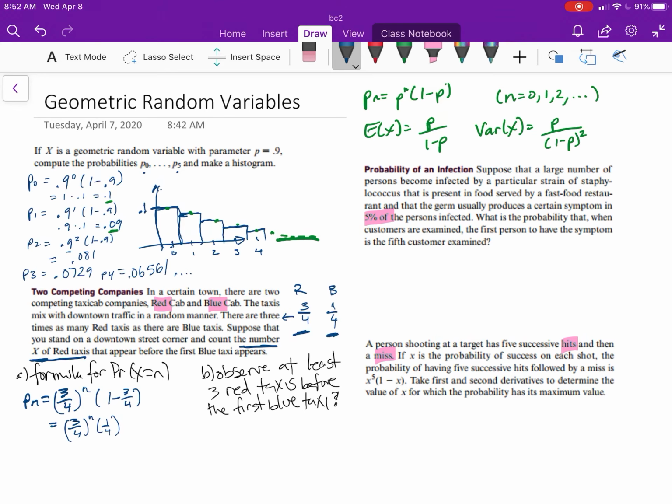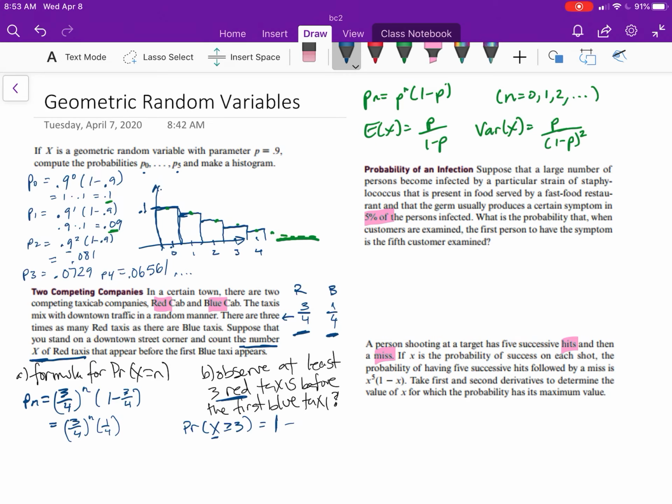Well, because X is the number of red, we're then asking the probability that X is greater or equal to 3. If I want to observe at least 3 red, then X is greater or equal to 3. Well, that would take the probability of 3 plus probability of 4 plus probability of 5, and do that forever. Or the complement is what we call it.